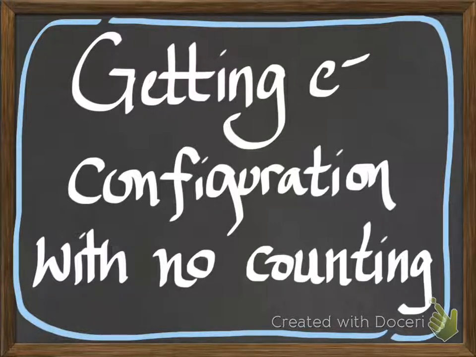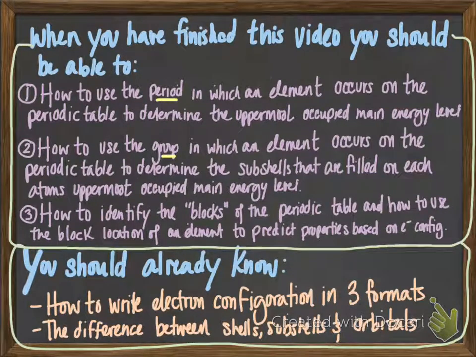How cool is that? When you have finished this video, you should be able to use the period in which an element occurs on the periodic table to determine the uppermost occupied main energy level. Know how to use the group in which an element occurs to figure out the subshells that are filled on the atom's uppermost occupied main energy level, and how to identify the blocks in the periodic table and use that information to predict the properties of the element based on its electron configuration.